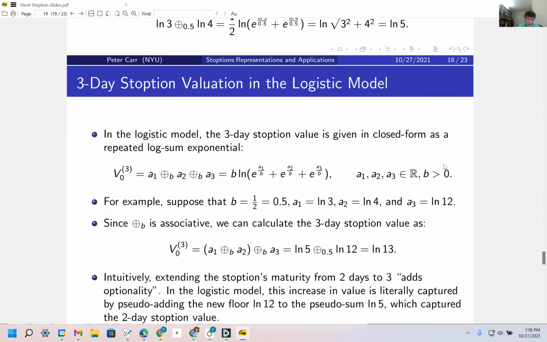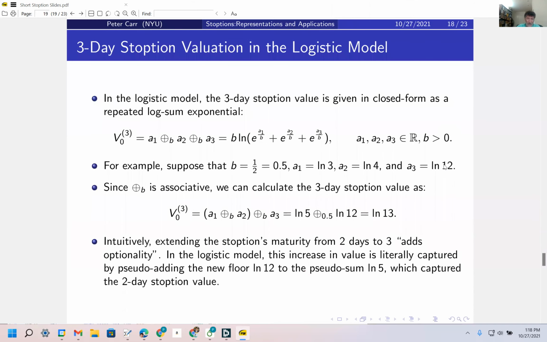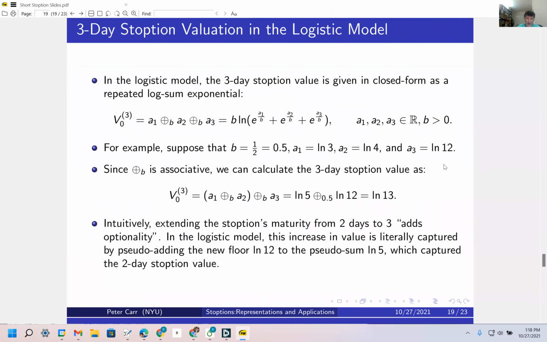And we could also illustrate with a 3-day stoption. So you have to exercise at time 1 or time 2 or time 3. And the 3 floors, let's say that they're log 3, log 4, and you probably expect me to say log 5, but I'm actually going to say log 12.